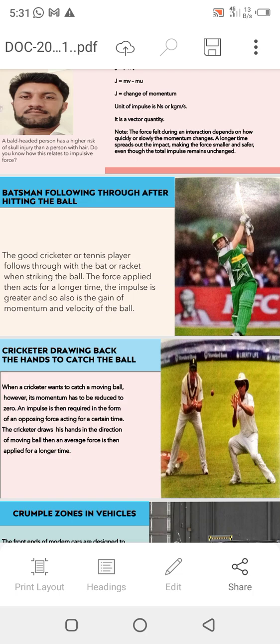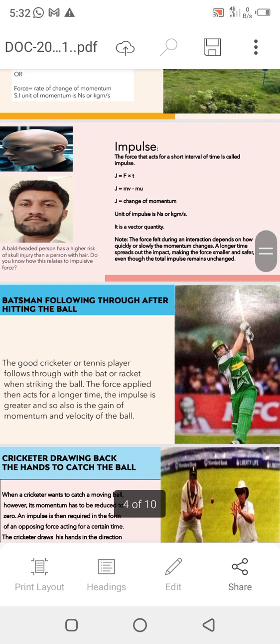Here I have given an example, right? Note this point, very important. The force felt during an interaction depends on how quickly or slowly the momentum changes. A longer time over the impact makes the force smaller and safer, even though the total impulse remains unchanged. So if the time of collision, the time of impact, is large, then the impulsive force becomes very small, and that cannot hurt the body.